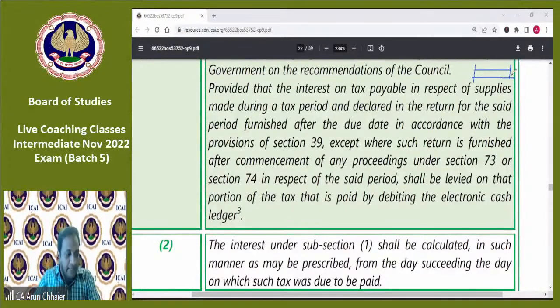Pooja, again, interest is only for the remaining amount, only if you have declared the liability in the same tax period and you are paying in the same tax period. So if you are reporting the June liability in the June 3B, then interest would be applicable only on the net. If you are reporting it in a subsequent 3B, then interest would be applicable on the gross.